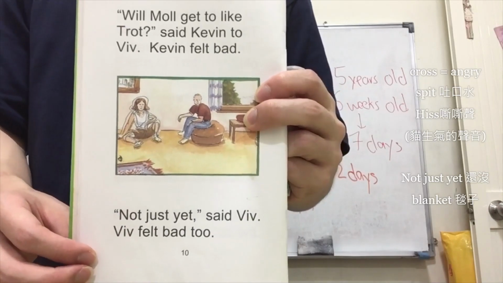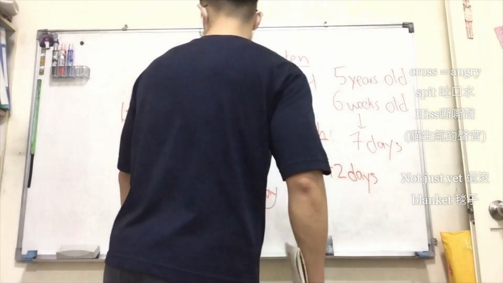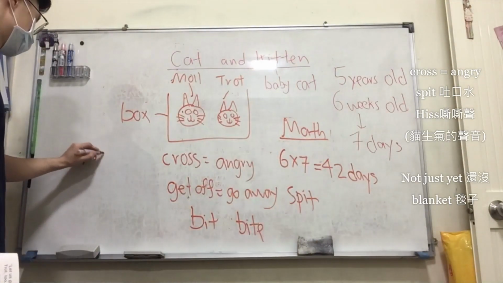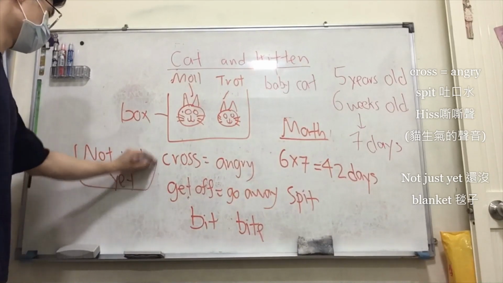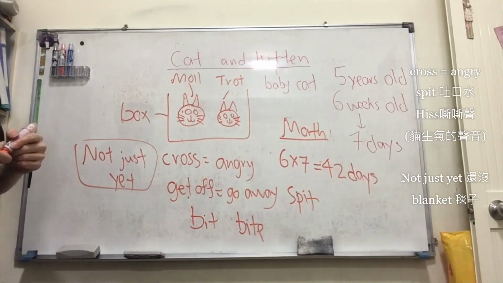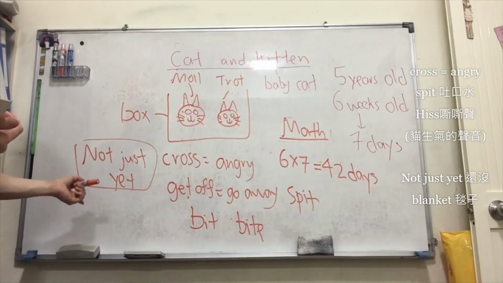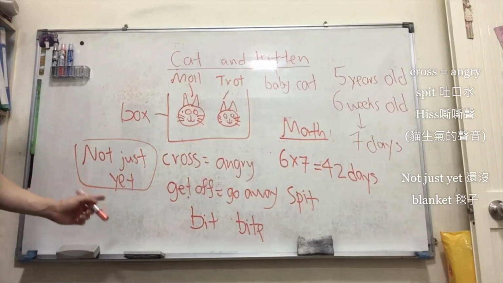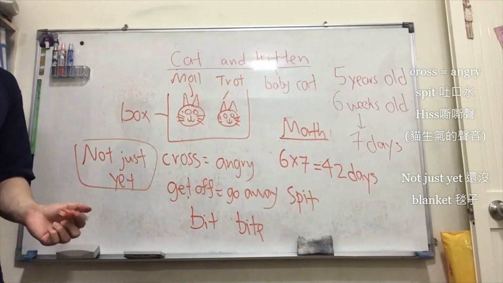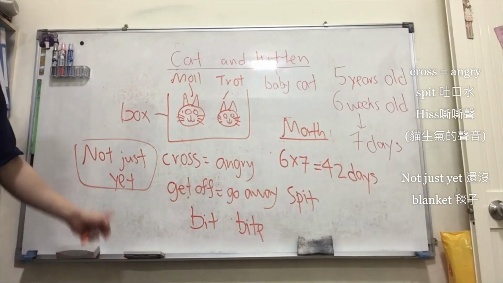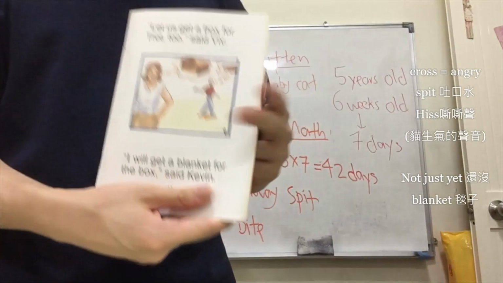So the new phrase here we have is not just yet. This is the new phrase here, okay? So not just yet means that Viv thinks that Trot and Moll needed more time to interact with each other before they can become friends, right? So not just yet means soon. Soon they'll become friends. Alright?